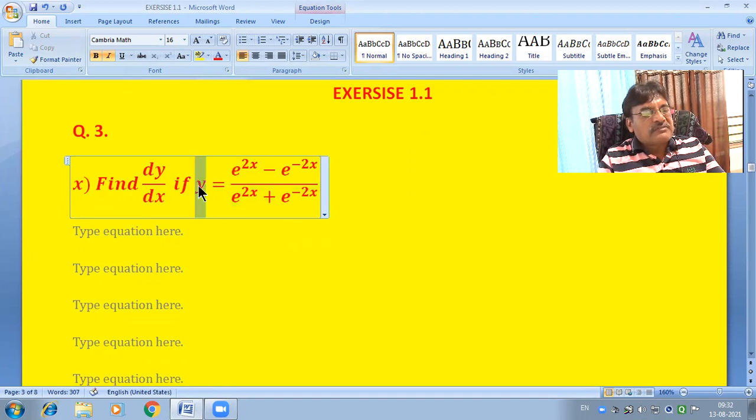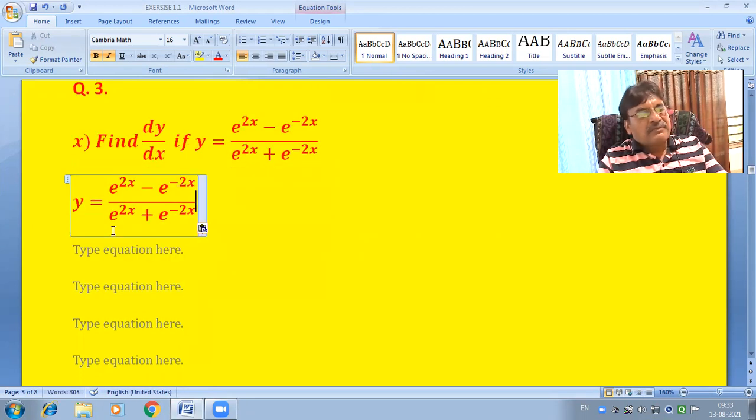Here the given function is y is equal to (e to the power 2x minus e to the power minus 2x) upon (e to the power 2x plus e to the power minus 2x). To differentiate this function with respect to x and find dy by dx, first we write the given function.